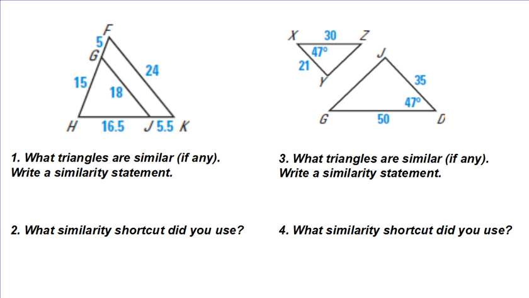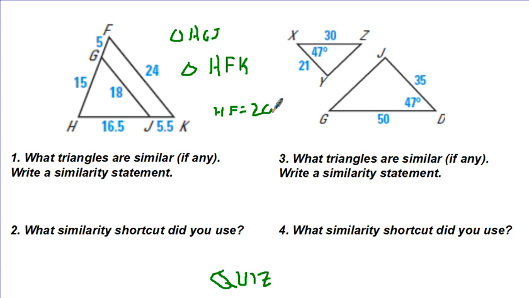Here are your quiz problems for today. Make sure that you take the quiz. Your quiz is going to read just exactly like they read on here. I'll give you a little hint for this first one. The two triangles that you would want to look at are triangle HGJ and triangle HFK. So when you're doing the sides, for example, side HF is actually 15 plus 5. So HF is the addition of those two. So HF equals 20.